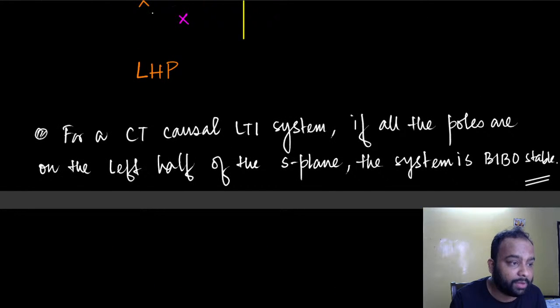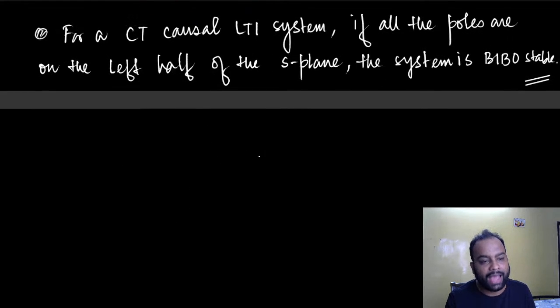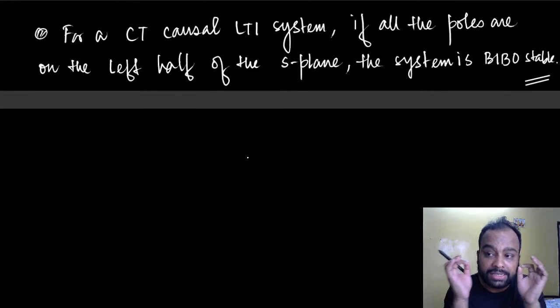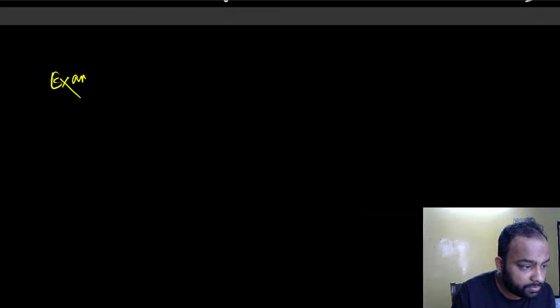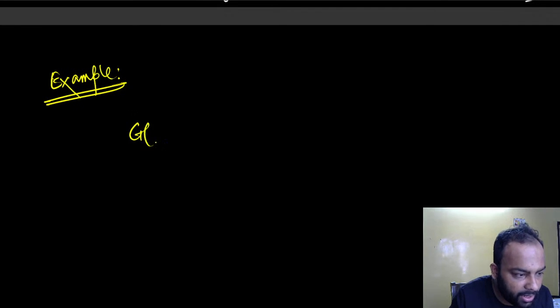So this is one of the most important things for causal linear time invariant systems. And of course, we are going to discuss only causal linear time invariant systems throughout this course. So if I give you a transfer function, here are a few things that you should notice very carefully. Stability is entirely determined by the denominator of the transfer function.